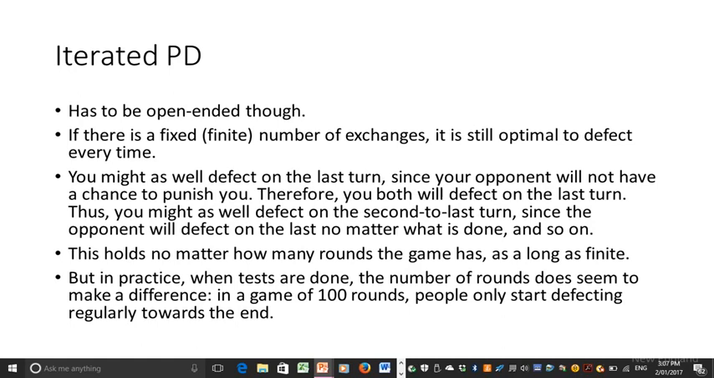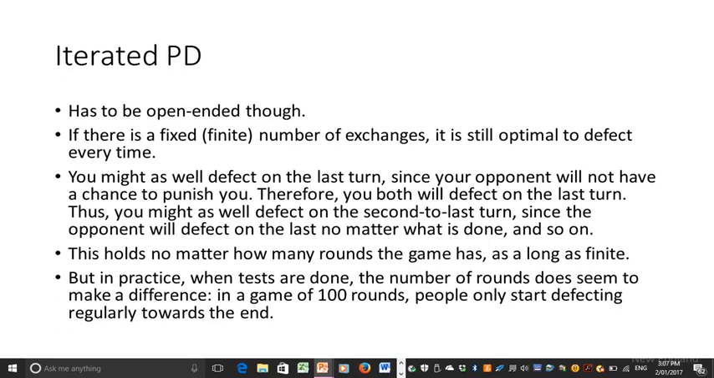Why? Well, you may as well defect on the last turn, because your opponent won't have a chance to punish you. The last turn effectively becomes a one-off prisoner's dilemma game, because there's nothing happening after it. And so the rational thing to do on that occasion is to defect. Because if your opponent cooperates, it's rational to defect. If they defect, it's rational to defect. So you ought to defect, they ought to defect. So you'll both defect on the last turn if you're rational, and each will understand that each will defect on the last turn. Okay. So now consider the second last turn.